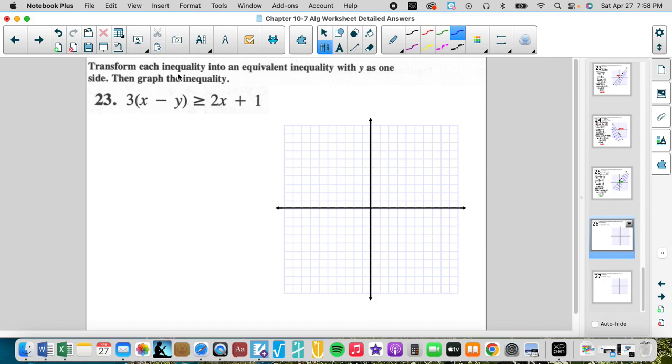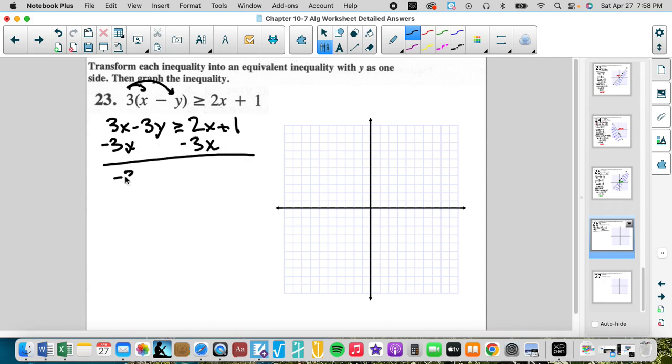Thought I only had 2 left. Apparently not. We're not going to divide by 3 to get rid of Chewbacca. We're going to distribute. 3x minus 3y is greater than or equal to 2x plus 1. We're going to move the x over. Negative 3y is greater than or equal to negative x plus 1. Divide by negative 3, divide by negative 3, divide by negative 3. Y is less than or equal to, we divided everything by a negative, both sides. We get 1/3 x minus 1/3.